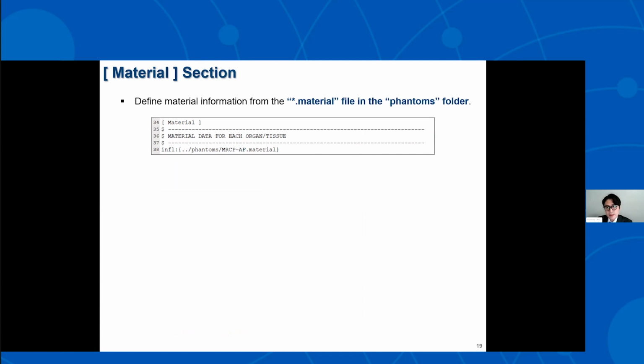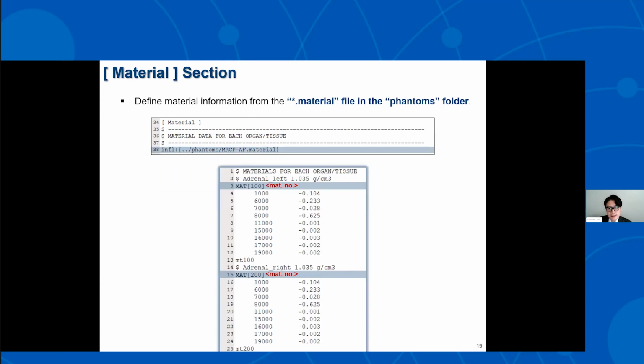The following is the material section. As in the cell section, there are many contents that need to be entered in the material section. So the material file was written separately according to the PHITS material format in the phantoms folder. Here, the physical properties corresponding to each organ ID are already matched, unlike the media file described before.